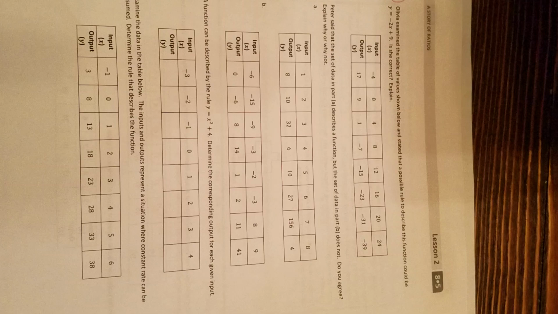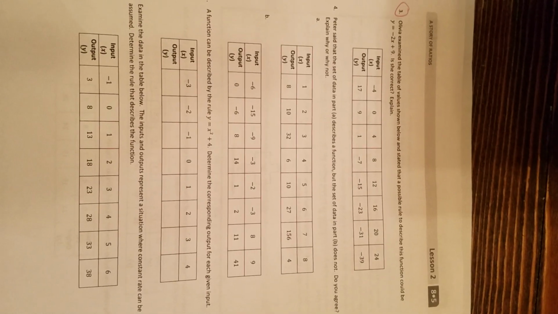All right, moving on to number 3. Number 3 up here at the top, Olivia examined the table of values shown below and stated that the possible rule to describe this function could be y equals negative 2x plus 9. So when Olivia says that the rule could be y equals negative 2x plus 9, she means that the table of values comes from that equation. So if we are checking to see if her rule is correct, we have to check to make sure that each input, x, gives you that output, y, in the equation.